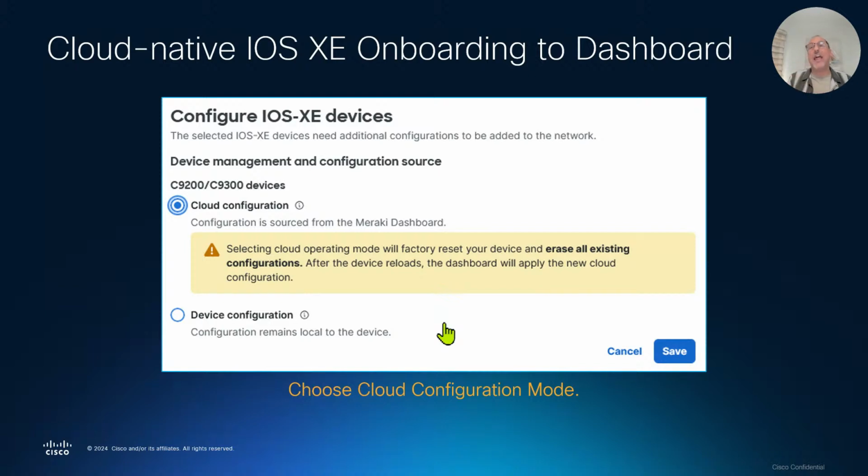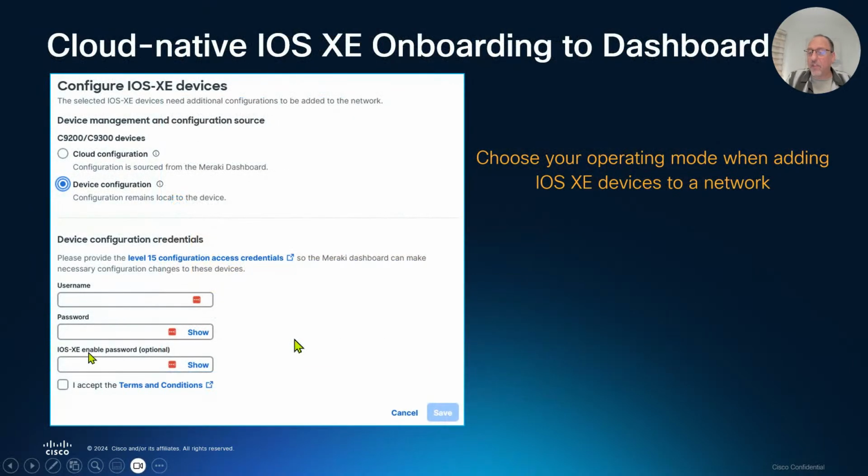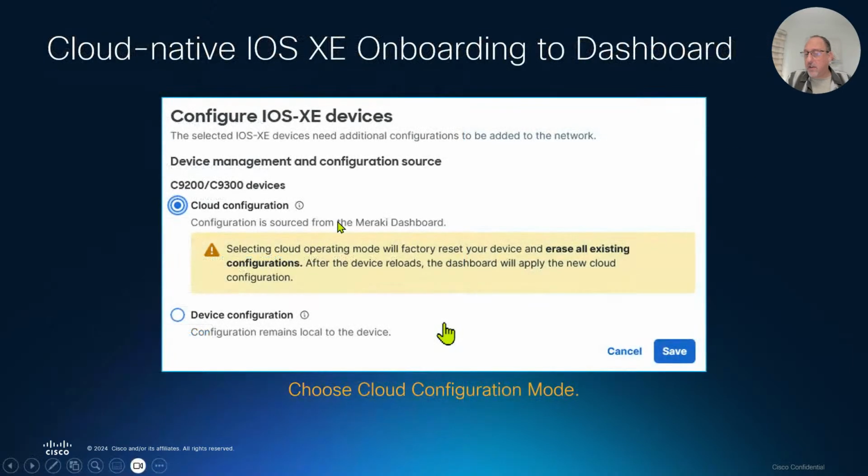So you're definitely down. If this is production, you might want to get a change request and then do it on a certain day, and be ready, if something goes wrong, to put a TAC case in and get it back to CLI mode if something is not the way you want it once it comes up. Anyways, you choose whether you want device or cloud configuration. If I choose device, then I'm going to fill in the credentials, click the terms and conditions and hit save. If I choose cloud mode, I'm just going to hit save.